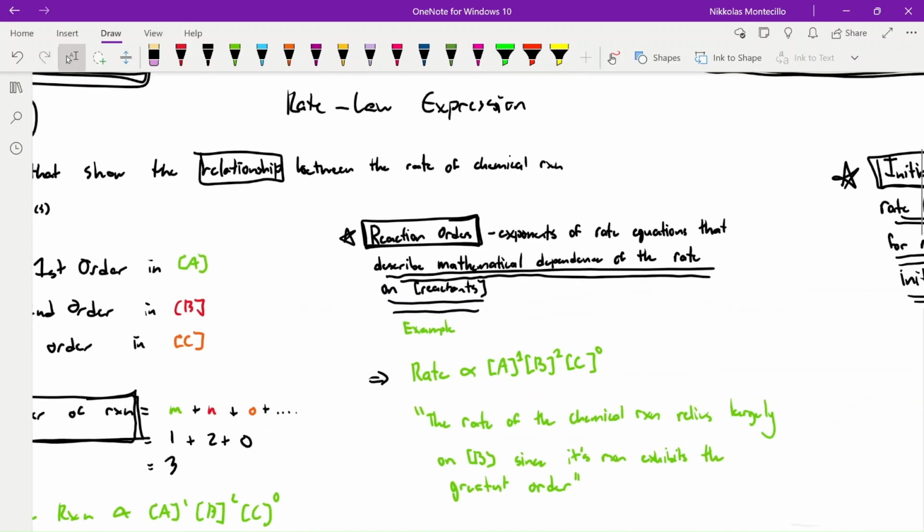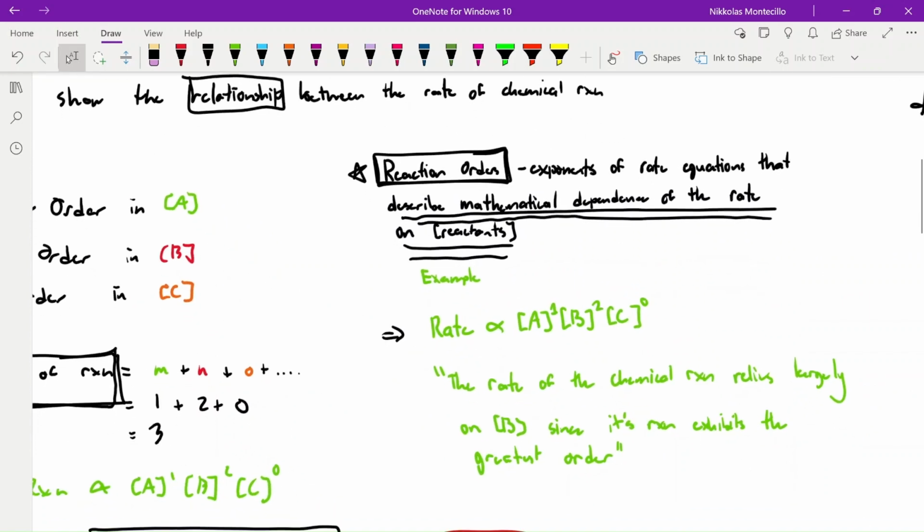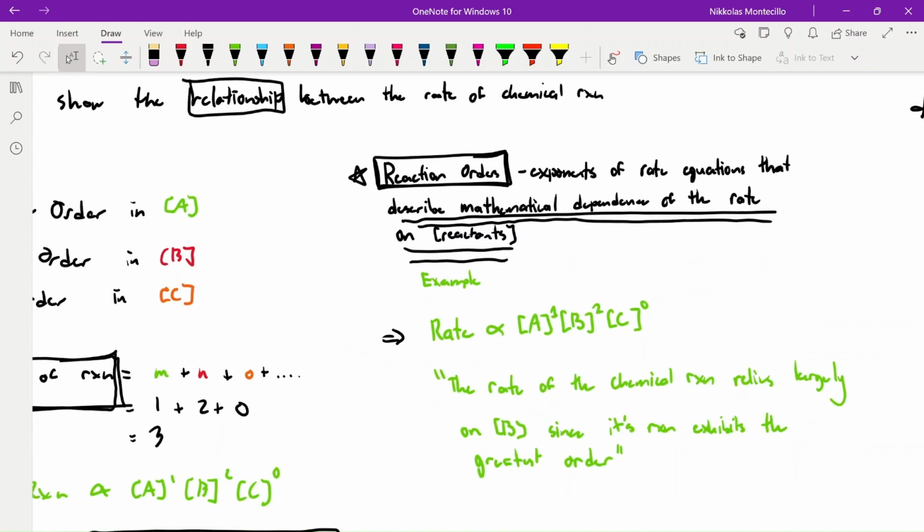Okay, so say for example, the rate of a reaction is directly proportional to the concentration of A to the power of 1 times the concentration of B to the power of 2 times the concentration of C to the power of 0. From this, we can assume that the rate of the chemical reaction depends largely on the concentration of B, since it exhibits the greatest order.